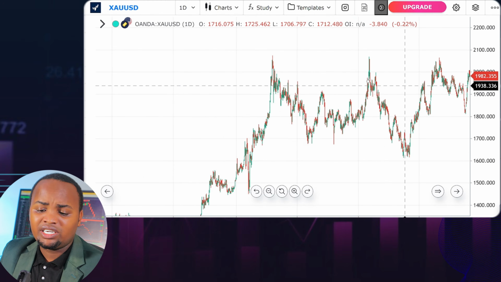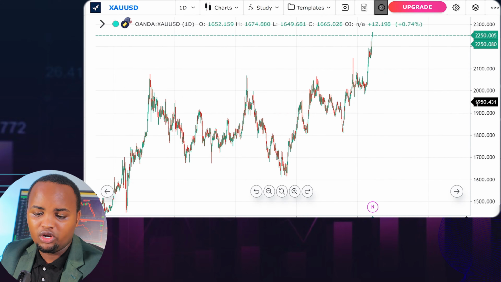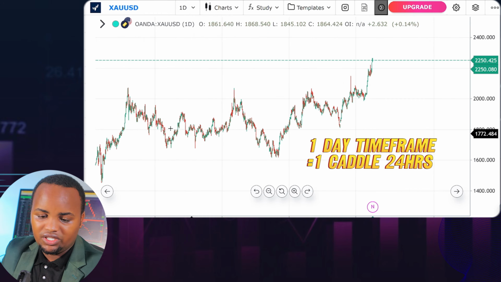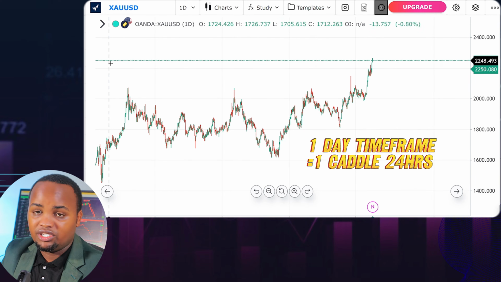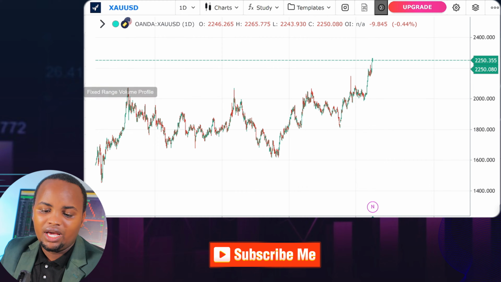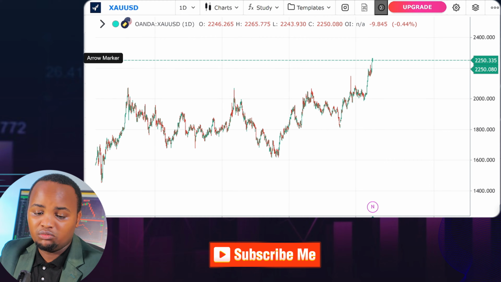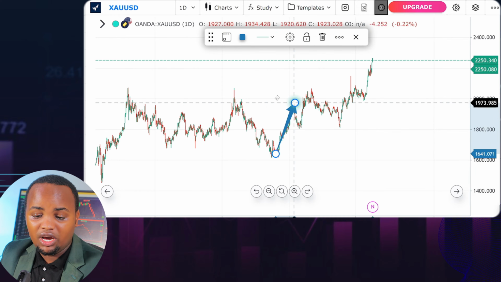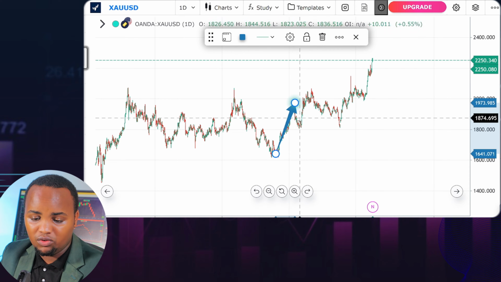So when it comes to the daily time frame, every candlestick you see here, for beginners, represents one day. If you select the daily time frame, it means every candle here represents one day. Now let's see how this market moved here. The daily time frame will help you see how this market has been moving with time.